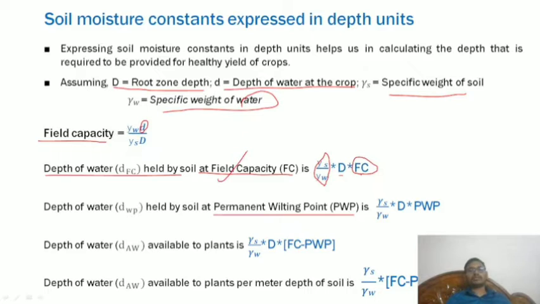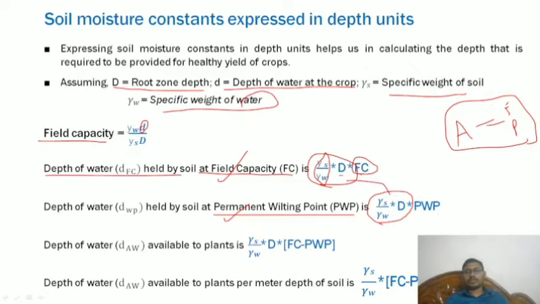Now we have gone through field capacity. Now permanent wilting point, because available water is between field capacity and permanent wilting point. That's what we have seen previously, right? For field capacity, it is gamma S by gamma W into D into FC. For permanent wilting point, it is gamma S by gamma W into D into PWP. These two share common terms.